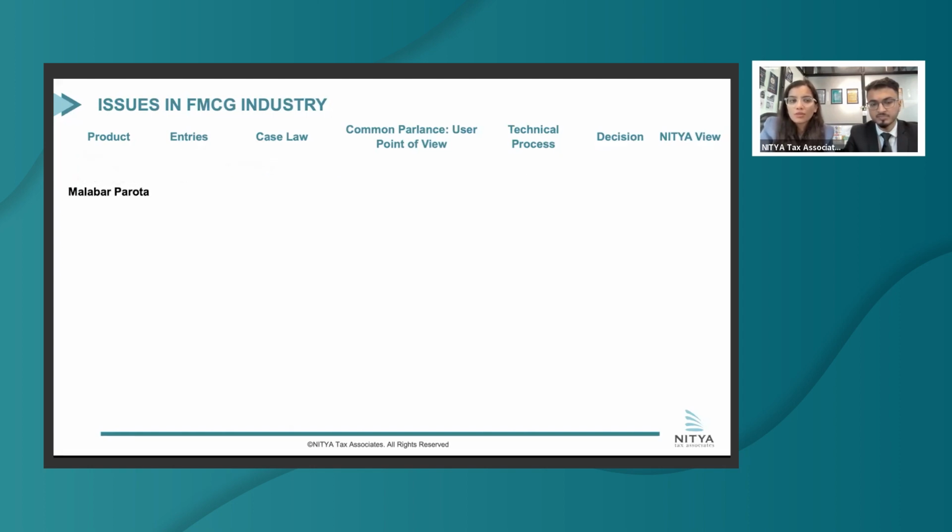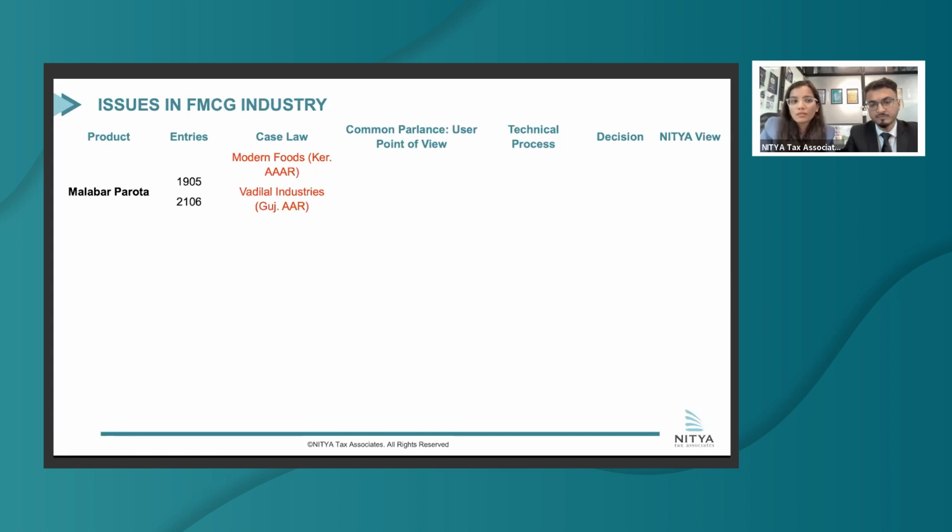A similar dispute is with respect to Malabar Paratha. The contesting classification entries are 1905 and 2106. 2106 covers basically food preparations, while 1905 covers ready-to-eat products, breads, etc. There have been case laws which say that these would be covered under 2106 and not under 1905. The test they applied is that these are not ready-to-eat items.